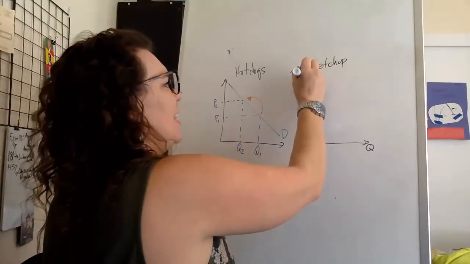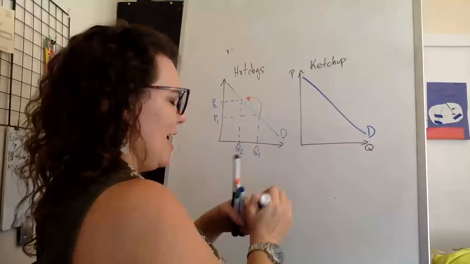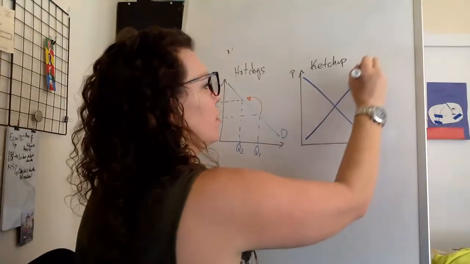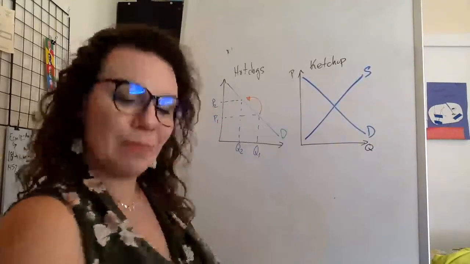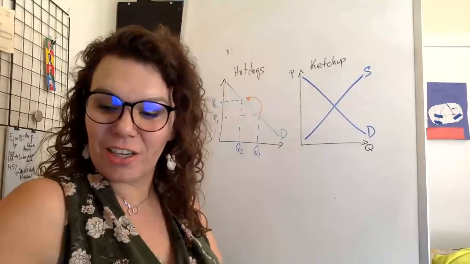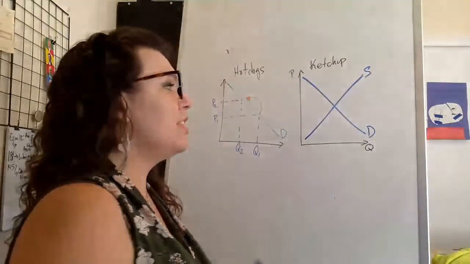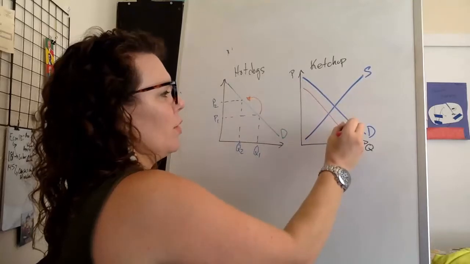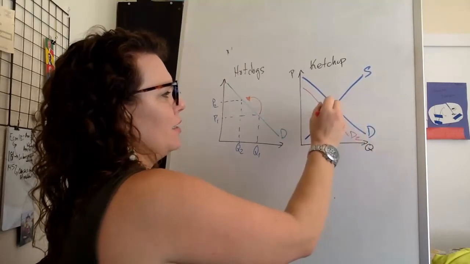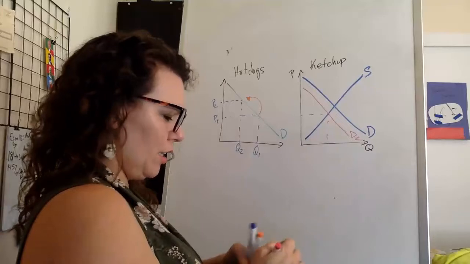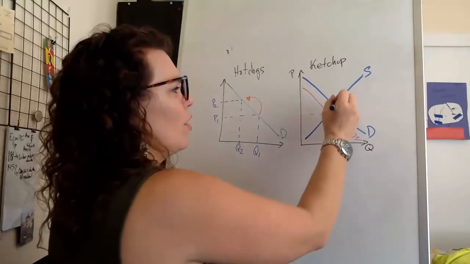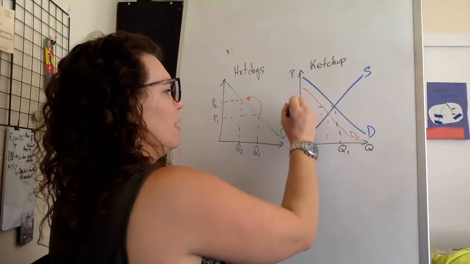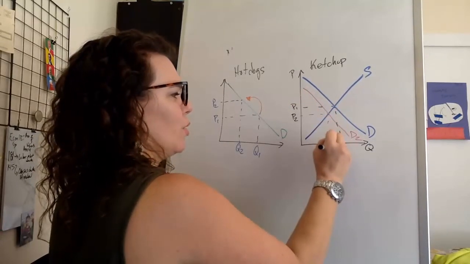So if I like ketchup on my hot dogs and now hot dogs have gotten more expensive, that's going to mean that the experience of having ketchup and hot dogs together has gotten more expensive. So that means that I'm going to have less ketchup and fewer hot dogs. I'm going to see that demand for ketchup shift in, meaning that relative to our initial equilibrium, we're going to see a lower price and a lower quantity.